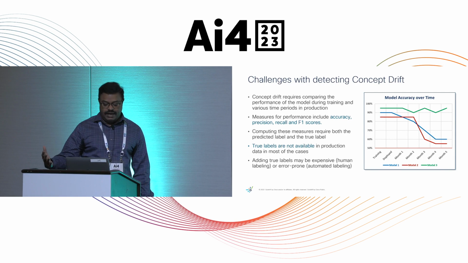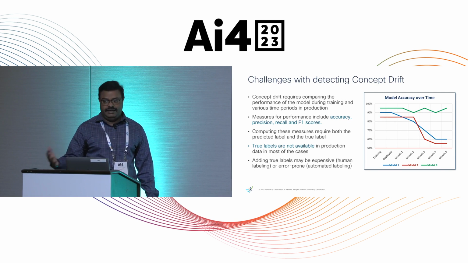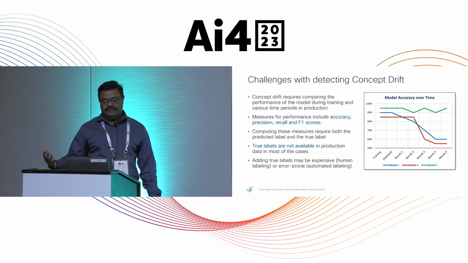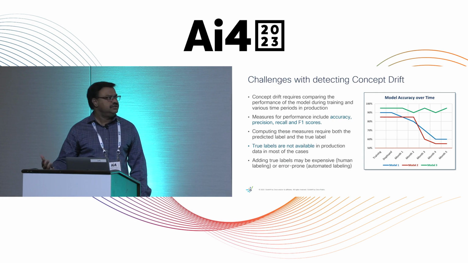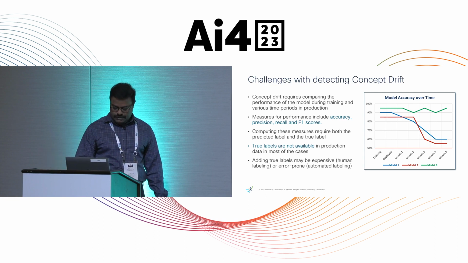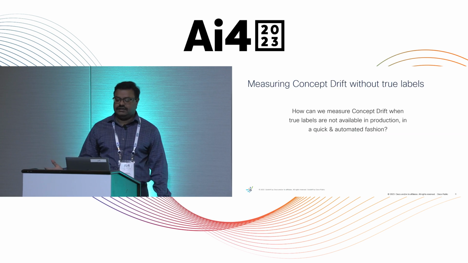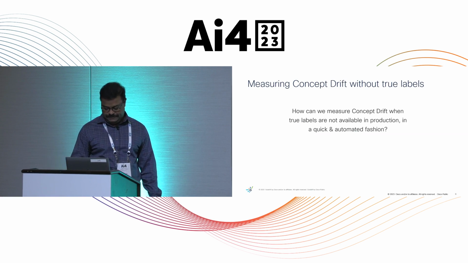You can try to add true labels by human labeling. That could be pretty expensive, especially for a large data set. You could use other generative methods like automated labeling, but that has also shown to be error prone. So how do you measure concept drift when true labels are not available in production, and that too in a quick and automated fashion?